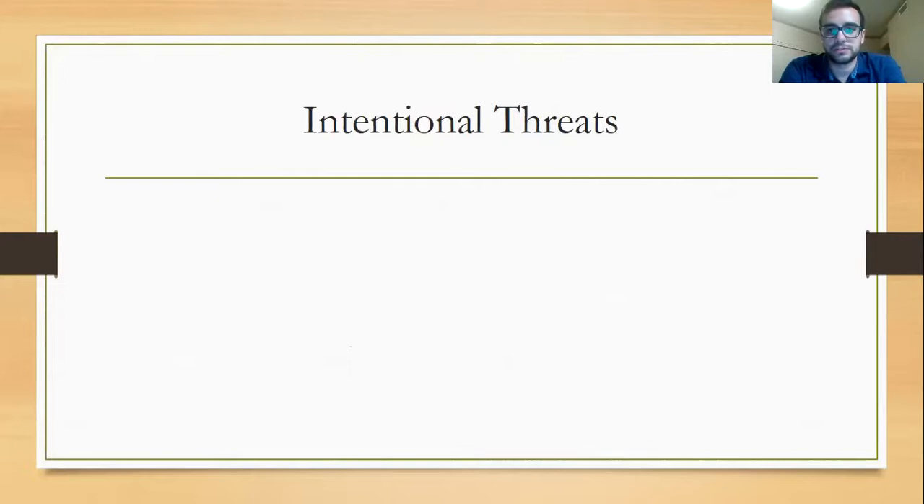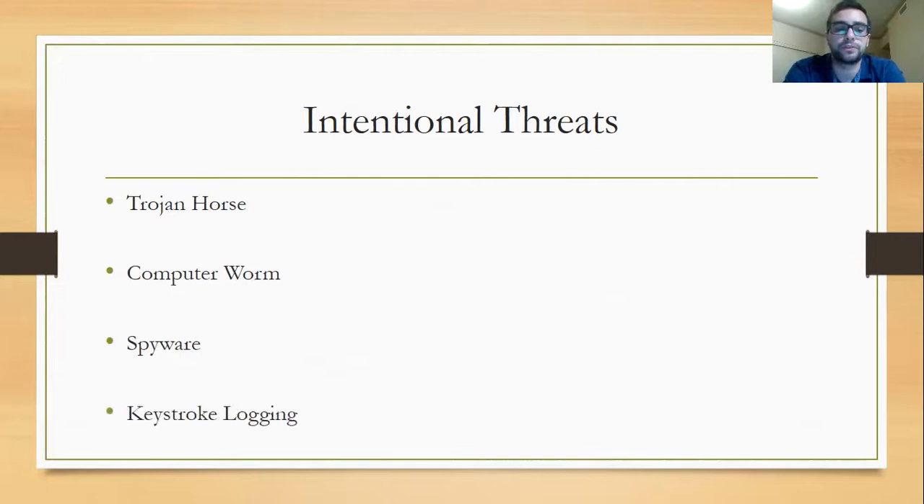All right, so intentional threats. I'm going to list 4 of them, which we're going to go over. I'm not going to list any that we've gone over already. So the first one is a Trojan horse. The second is a computer worm. The third is spyware, and the fourth is keystroke logging or key logging, and I'll explain that a little bit later. Now I'm going to pair them up to each other so that they make a little bit more sense.